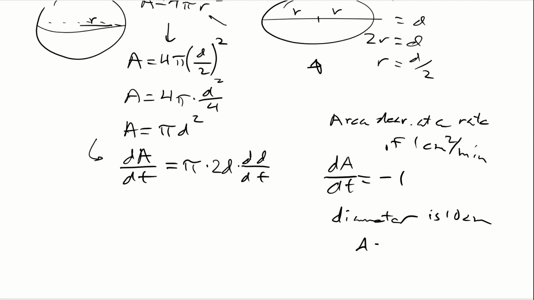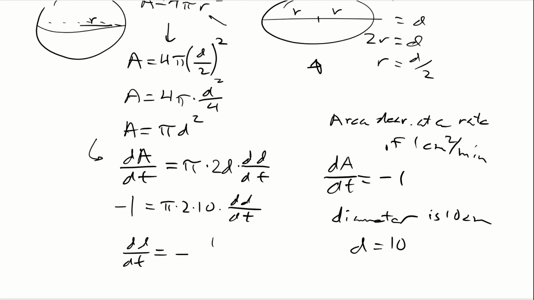You know what that means? D is 10. That's a D, it looks like an A. D is 10. We can plug in. But look, dA/dt is -1. We've got pi times 2 times 10 times the only guy we don't know, the thing we're looking for, the rate at which the diameter is changing. So I'm getting an answer. The rate at which the diameter is changing is actually -1 over 20 pi, it looks like.